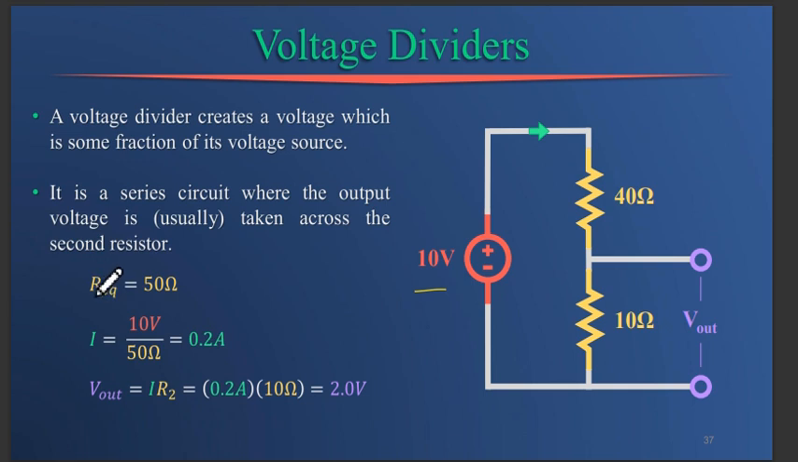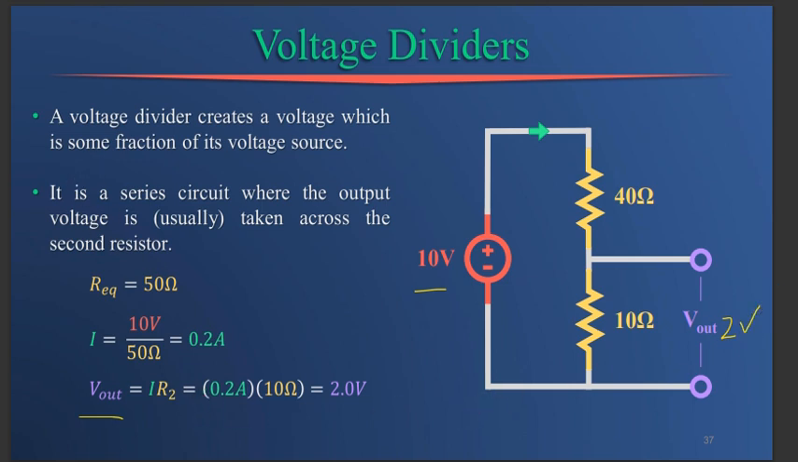So the equivalent resistance is 40 ohms plus 10 ohms, which is 50 ohms. Getting the total current is equivalent to V over R, which is 10 volts over 50 ohms, which is 0.2 amperes. So our V out is I times R, which is 0.2 times 10. So basically, we are going to get 2 volts as our voltage divider.